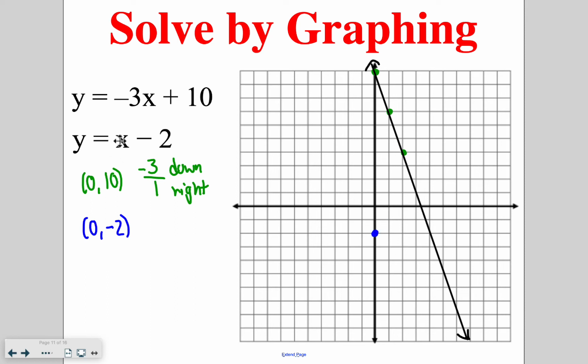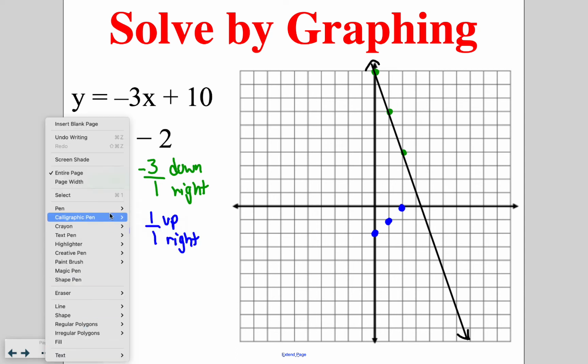And now in this case, our slope is going to be 1 because there was nothing in front of that x. So that tells us to go up 1 and right 1. So from my y-intercept, I'm going to go up 1 and right 1, up 1 and right 1.